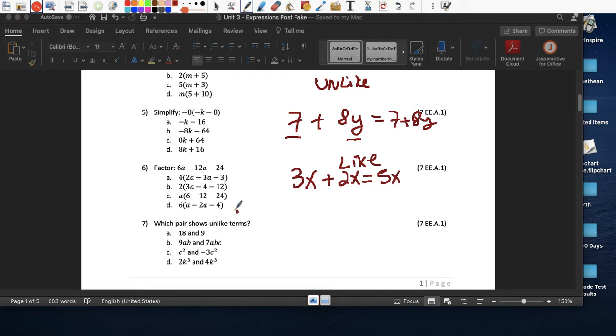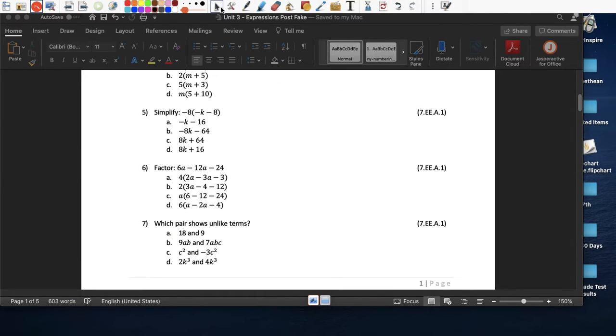So we're looking for something that is unlike, not the same. 18 and 9, they're the same. 9AB and 7ABC, they're different. One is AB, the other one is ABC. So here's your unlike. Just to confirm, c squared, and this is also c squared. The last one is k3, and this is also k3. So the correct answer, B is the correct answer. Those two are not the same type.